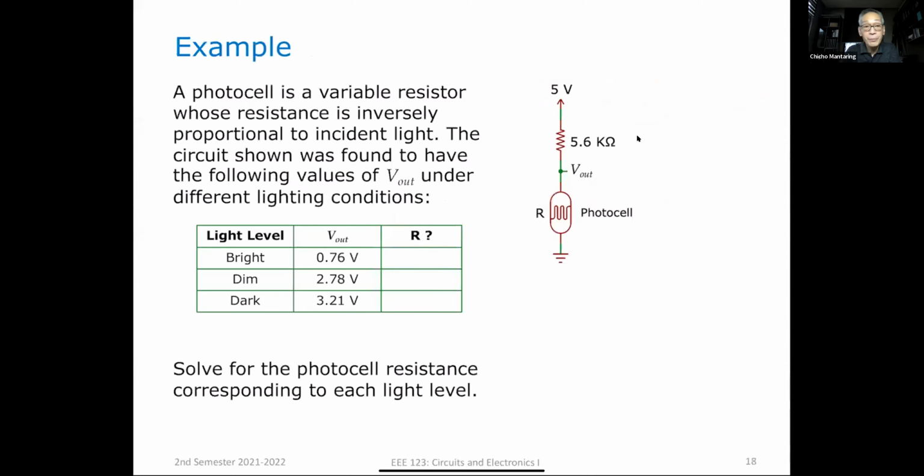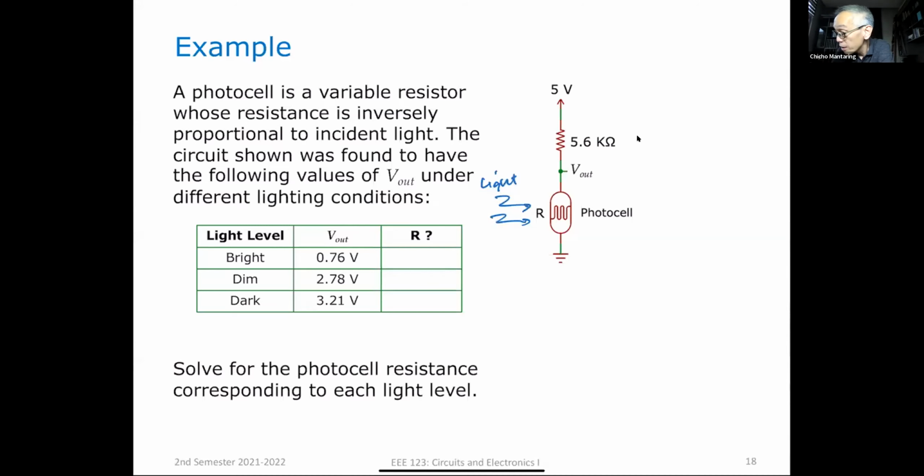So here's a simple example. A photocell is a variable resistor whose resistance is inversely proportional to incident light. The circuit shown was found to have the following values of V out under different lighting conditions. So this is a photocell. There's light. Then the value of the resistor is a function of light. And if this is a semiconductor photocell, the resistance value decreases as your light intensity increases. So when it is bright, you have a small resistance. When it is dark, you have a large resistance.